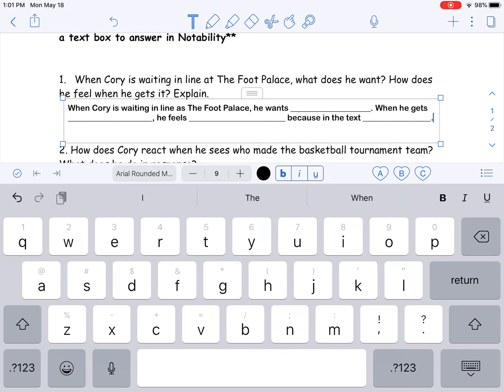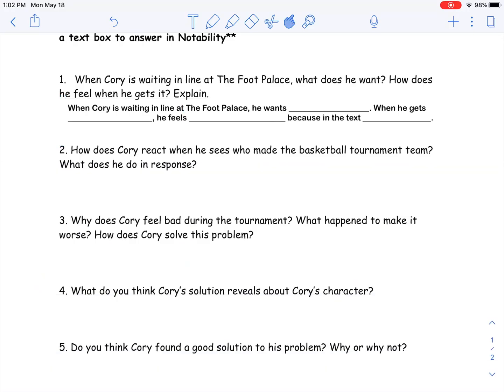It's always good to go back and reread your answers too. So when Corey is waiting in line at the Foot Palace, he wants, and you first need to tell me what he wants. Then the second part: when he gets what he wants, how does he feel? He feels, pick a feeling word: happy, sad, mad, angry, joyous, any of those feeling words. Then the big part is because in the text, you need to give me text evidence to support the feeling word you selected. So that's question 1. Here's a good time to pause and answer question 1.